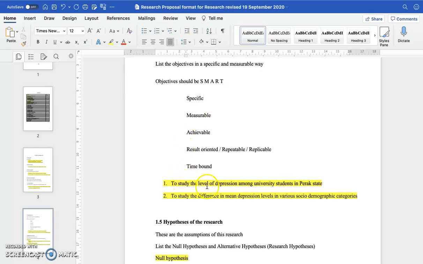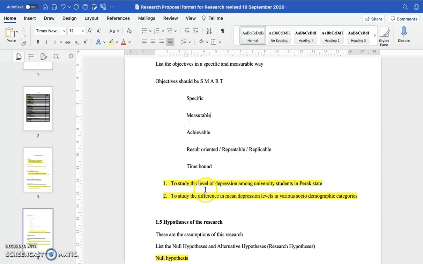In this case, to study the level of depression among university students in Perak State, and to study the difference in mean depression levels in various socio-demographic characteristics or categories. These are the two specific objectives. These are measurable also. Level of depression among university students you can measure. The difference in mean depression level in various socio-demographic categories, that also you can measure.